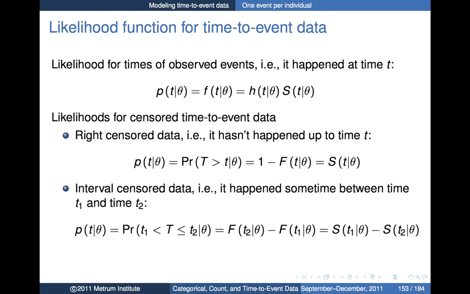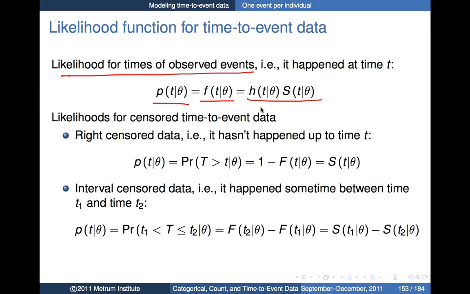And this is what the likelihoods look like. So let's start out with our likelihood for times of observed events. I'm just using p(t | theta) to represent our likelihood. Well, in this case, that's simply going to be the probability density function for that time to event. And recall, that's just going to be the product of the hazard and the survival function. So that's what you would put in for your likelihood there.